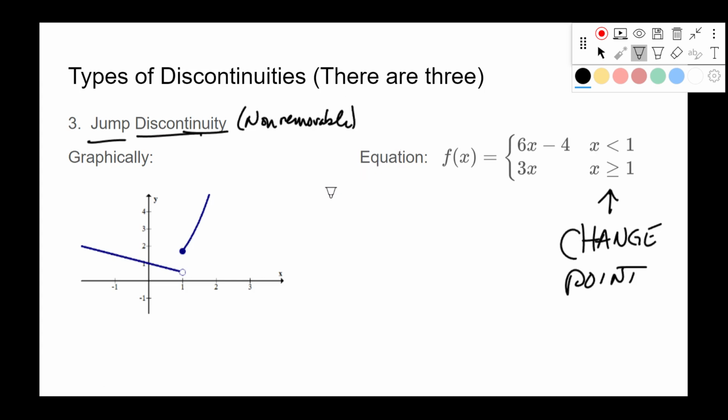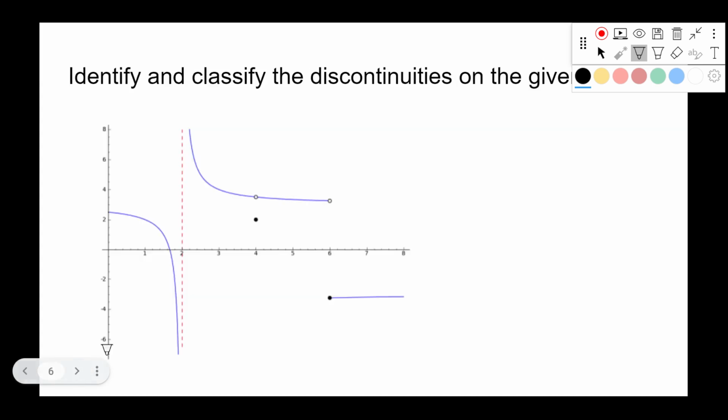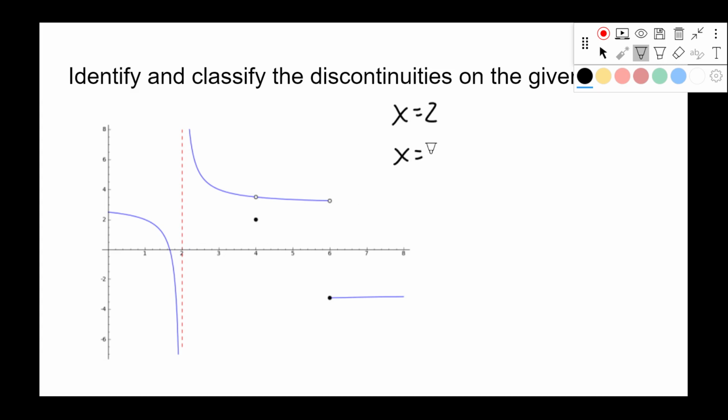Okay? All right. So now let's take a look. And here's a graph. All I want you to do is to identify and classify the discontinuities on the given graph. All right. So first, we can see there's a discontinuity. There's one here at x equals 2. There's another discontinuity here at 4. And then there's a third at x equals 6. So we're going to classify them. These are all breaks in the graph, right? You have to lift off your pencil to be able to graph the rest of it.